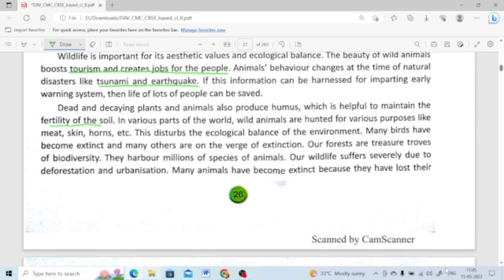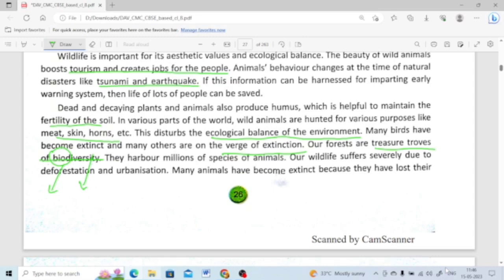In various parts of the world, wild animals are hunted for various purposes like meat, skin, horns, etc. This disturbs the ecological balance of the environment. Many birds have become extinct and many others are on the verge of extinction. Our forests are treasure troves of biodiversity. Biodiversity, life and diverse, that means numerous kinds of lives will emerge, that is biodiversity. They harbor millions of species of animals and plants.